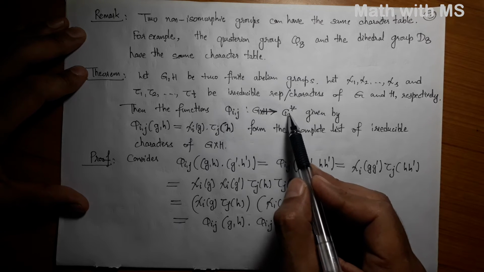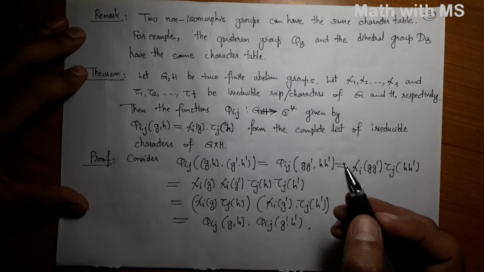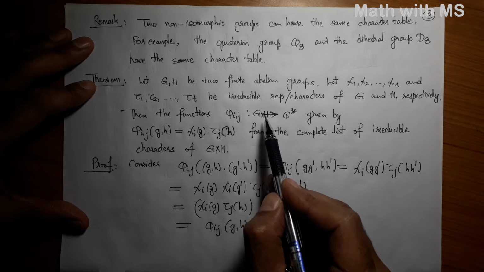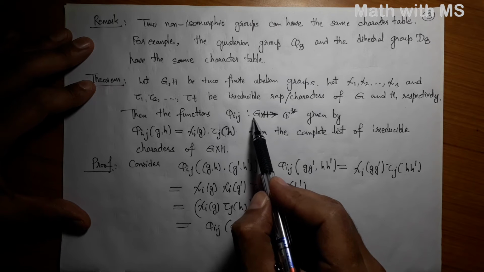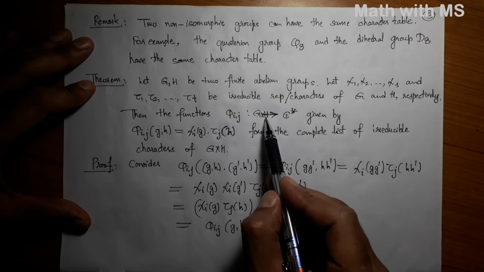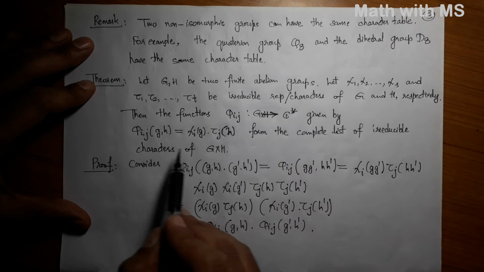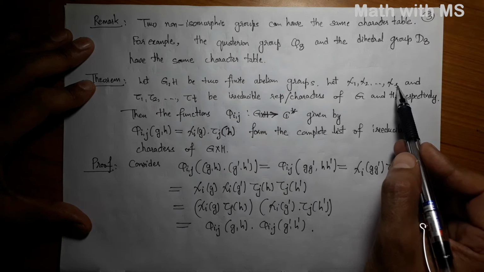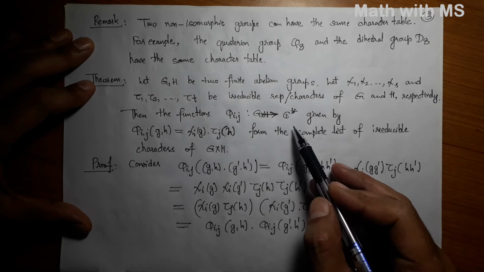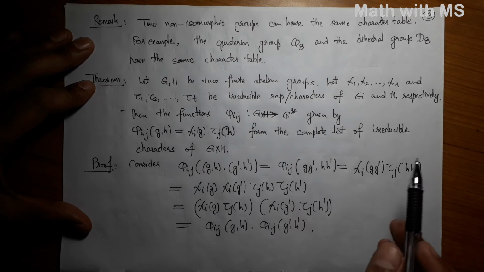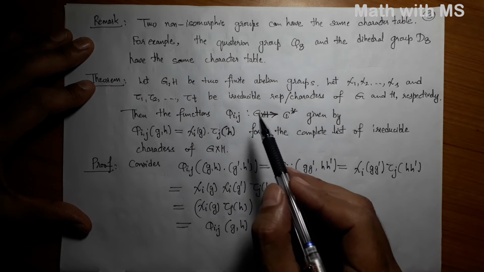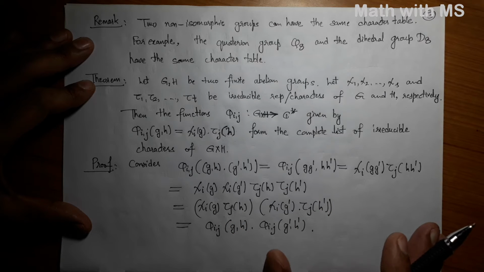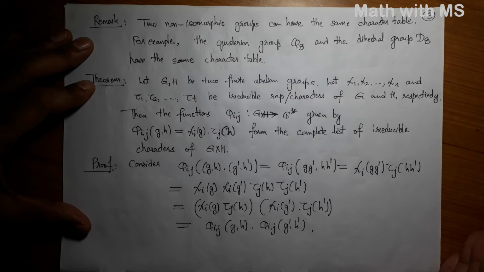and therefore a representation of G cross H, and since it is one dimensional, it's an irreducible representation of G cross H. Furthermore, the number of conjugacy classes in G cross H is the same as the number of conjugacy classes in G times the number of conjugacy classes in H, and the number of such functions phi ij is precisely S times T, where S is the number of conjugacy classes in G and T is the number of conjugacy classes in H. Therefore, the number of these functions phi ij is the same as the number of conjugacy classes in the group G cross H, and therefore these are all the irreducible characters of the product group G cross H. So this completes the proof.